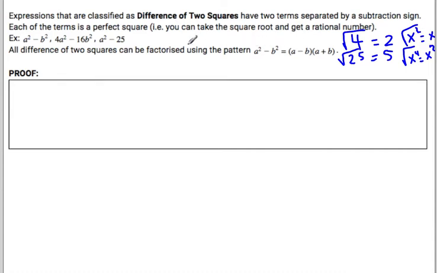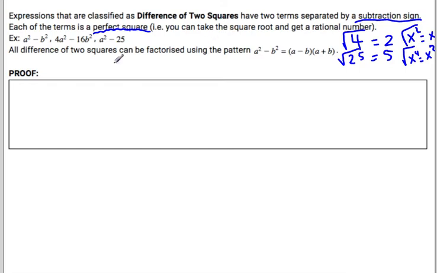So for a difference of two squares, each of the two terms in the expression is a perfect square. Not just one, but both are perfect squares. And those two terms are always separated by a subtraction sign. So a difference of two squares is two terms, each term is a perfect square, and those two terms are separated by a subtraction sign.